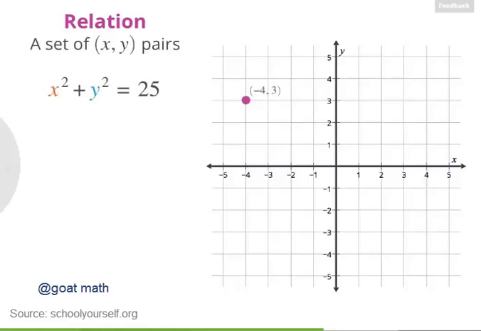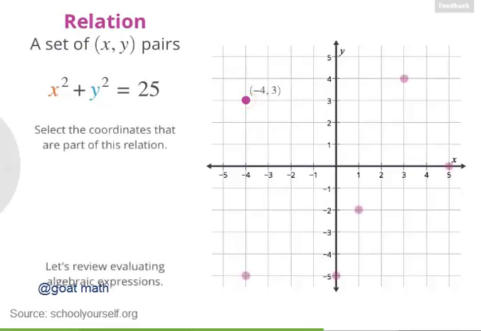One point that satisfies this equation is this point over here, -4, 3, because -4 squared gives you 16, and 3 squared gives you 9. Adding those together, you get 25. So this is one point in the relation. Select the other points here that are part of this relation.